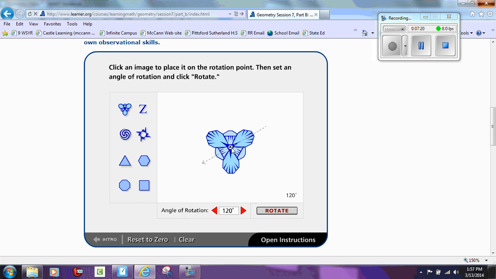Alright, if I want to go try another one, maybe I'll try this hexagon. And again, maybe I'll try 90 degrees first, which is a 1/4 turn. And if I rotate 90 degrees, I can see I went a little bit further than I really needed to in order to get that figure to coincide with itself.